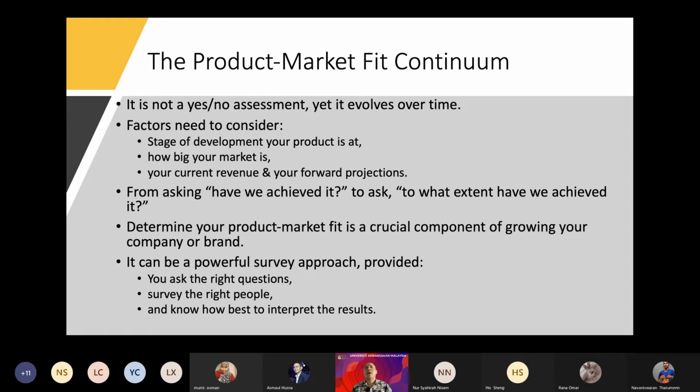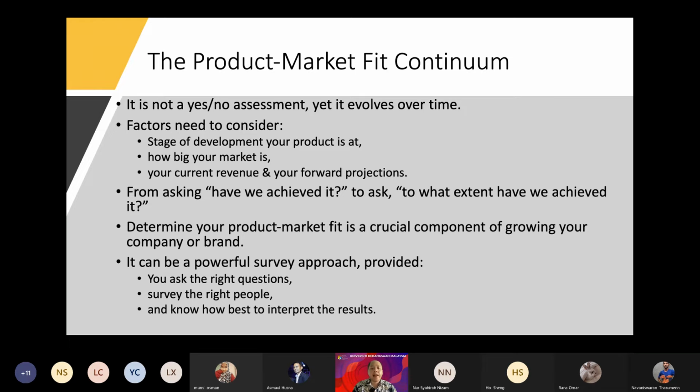So when you say, "Did you achieve your milestone?" or "Did you achieve what you want?", the answer will be yes or no. But if you ask to what extent they achieved it, then that will be very meaningful. It gives the strength of the yes or no answer.